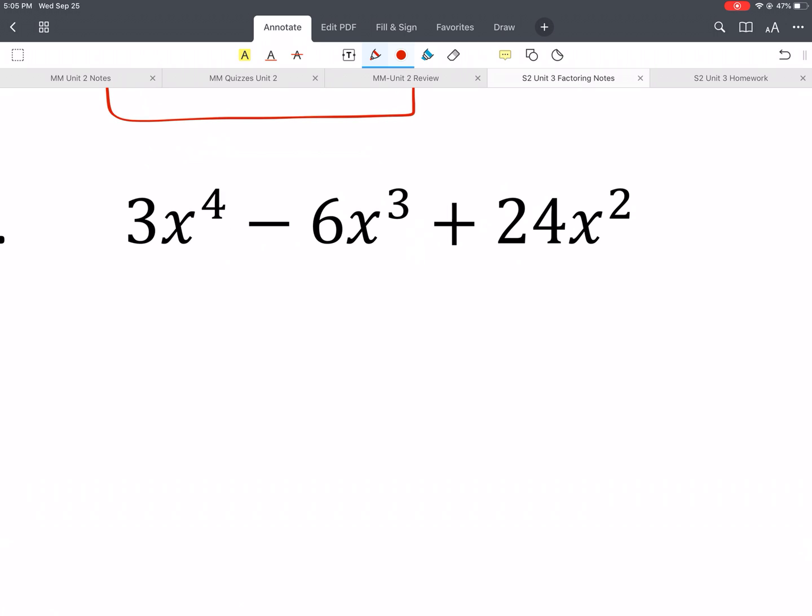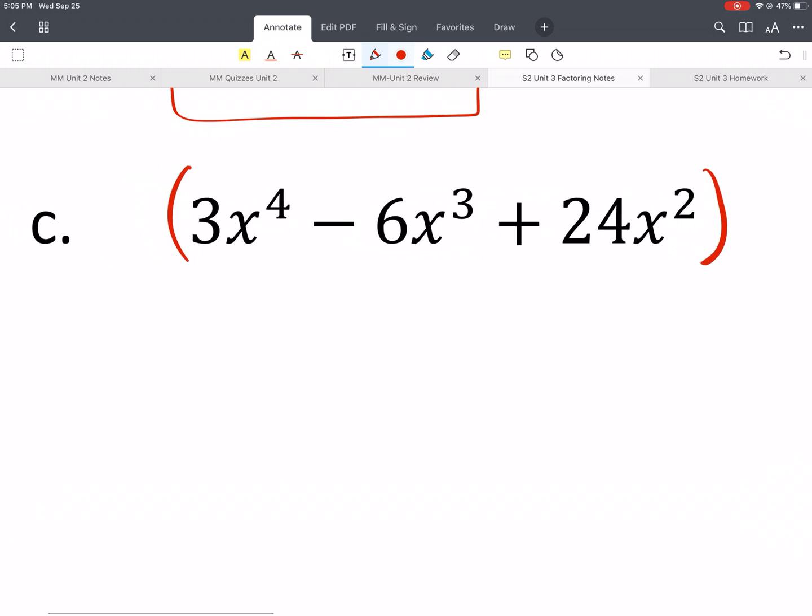Here's another example. So we'll make our parentheses. It's in standard form. We have our 4, we have our 3, we have our 2. Then we want to say what is the greatest common factor for the numbers. Well, oftentimes it ends up to be the smallest, but not always the case. And we could come up with some examples doing that too. But here we can divide 3 by 3, we can divide 6 by 3, and we can divide 24 by 3. So it would be the smallest coefficient. And then the smallest exponent would be the x squared.